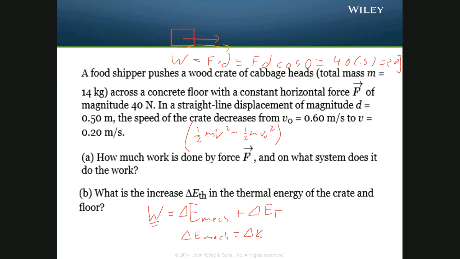The mass is equal to 14 kilograms. They gave us that, so you can plug all this in and get a number. We'll call this delta K. If someone wants to report the number, that's fine. But what we can see now is that delta E thermal is going to equal work minus delta E mech, or delta K. I already did that.